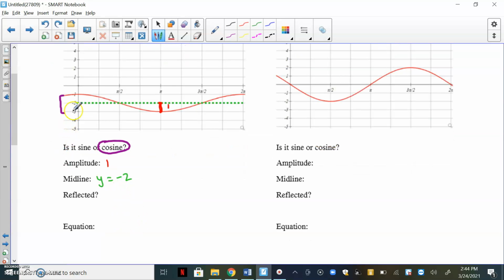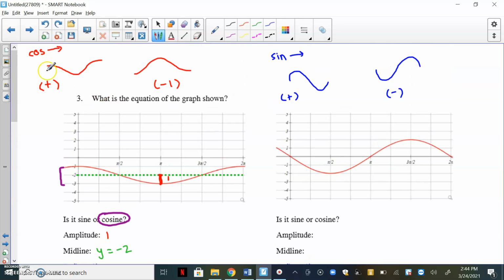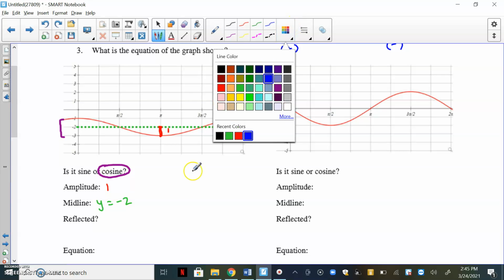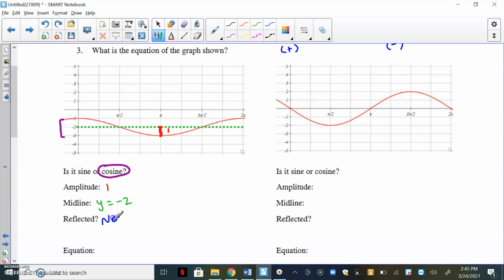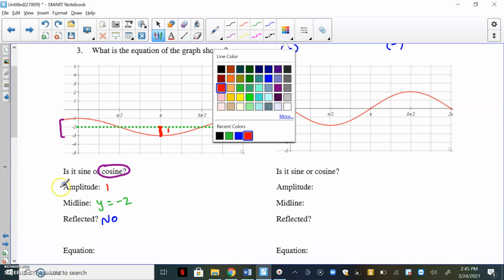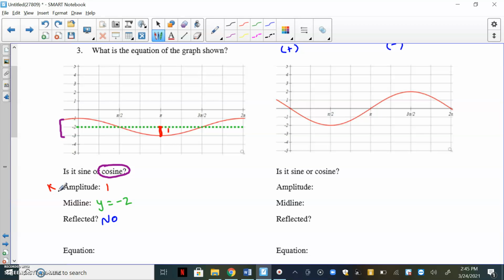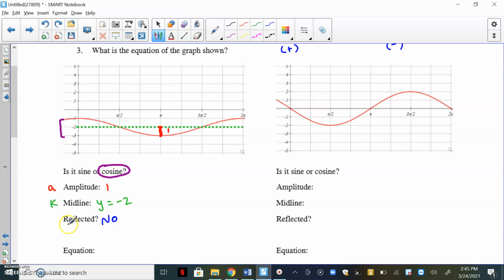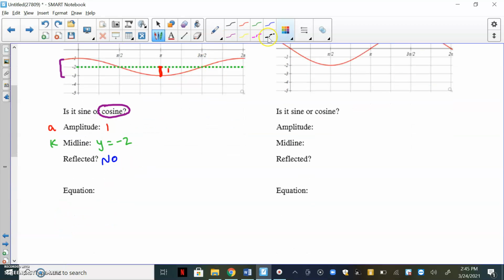All right, and is this a reflected graph? Now we have to look back up here and ask ourselves, does it look like this one or this one? We can see that this one goes downwards, which matches the positive, which means that there is no reflection. Right, so we know that the amplitude is the a value. The midline is the k value, and reflection would give us a negative sign, but we don't have to worry about that because we're not reflected.